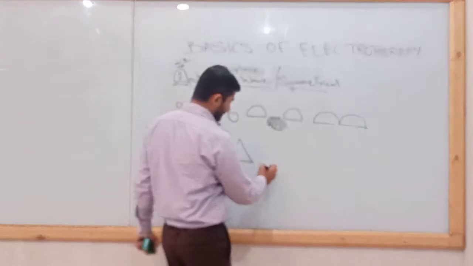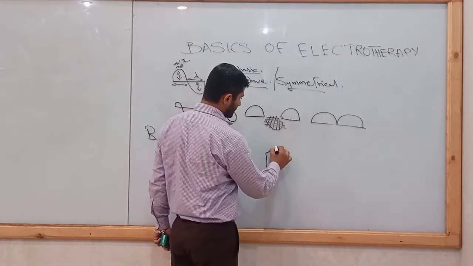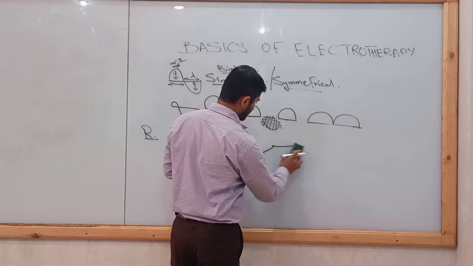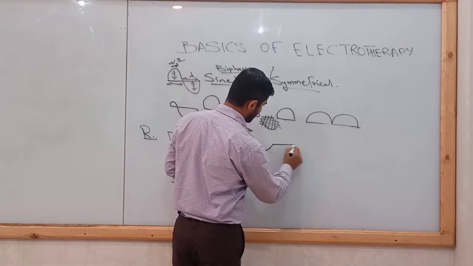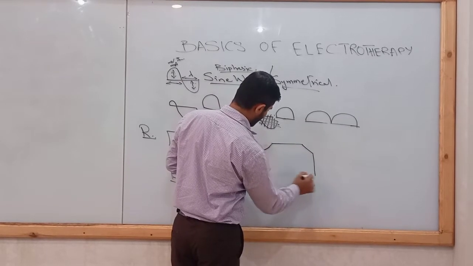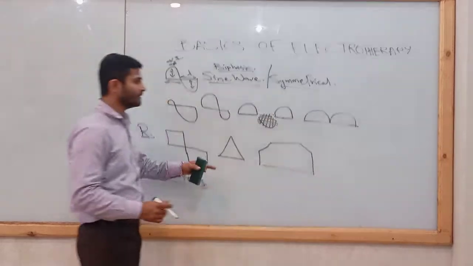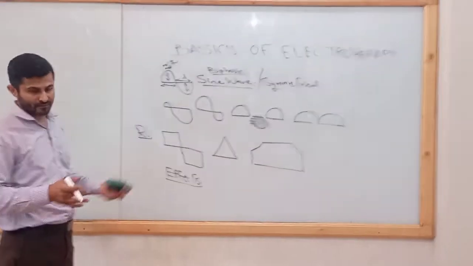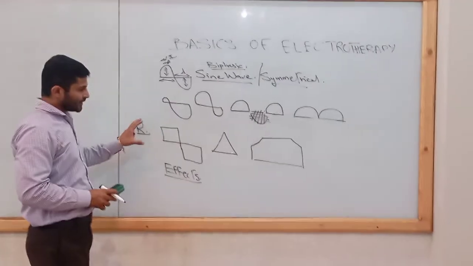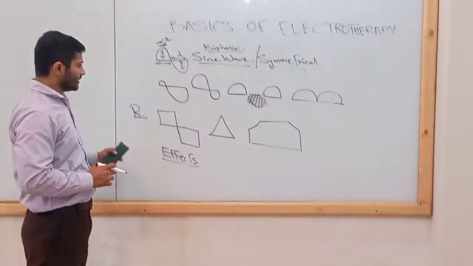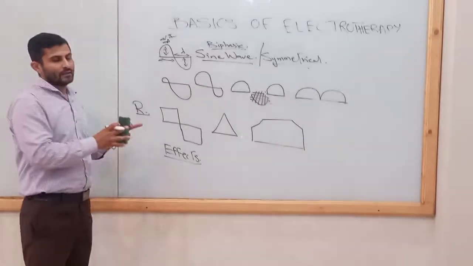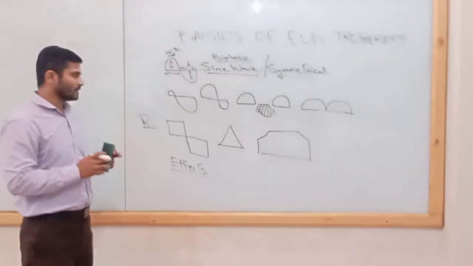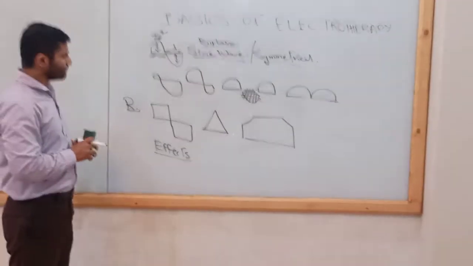We may have trapezoidal waves. This is called the trapezoidal, and again we can have symmetrical and asymmetrical, monophasic and biphasic. Now it is important to understand what happens when you apply this sort of current to a muscle or nerve. It is really very simple.